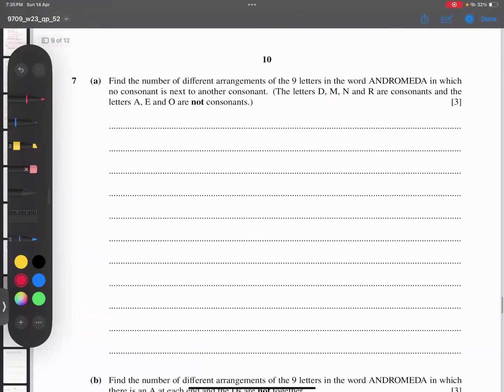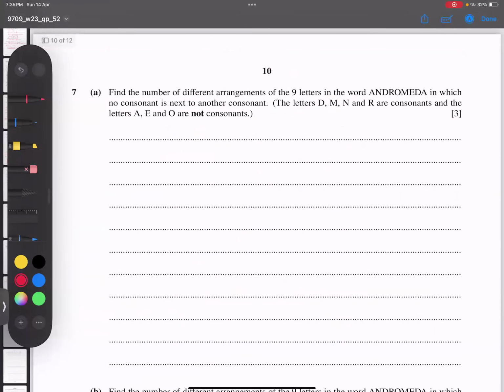So question number 7. Find the different arrangement of the 9 letters of Andromeda. Okay, Andromeda. So we have given here. So first of all, we'll check how many A's. You see the starting A, ending A. So 2 A's. And I think there are 2 D's also we have.